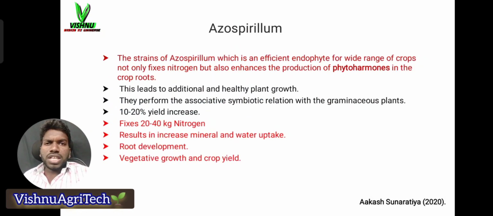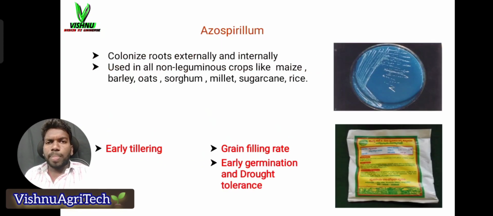Azospirillum. The strains of azospirillum are efficient for a wide range of crops, not only fixing nitrogen but also enhancing the production of phytohormones in the crop roots. This is also a type of biofertilizer. This leads to additional and healthy plant growth, with a 10 to 20% increase in yield, and it fixes 20 to 40 kg nitrogen. It results in increased mineral and water uptake, root development, and also vegetative growth and crop yield. Mainly vegetative growth and crop yield are improved by azospirillum.